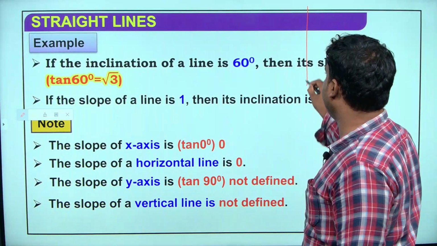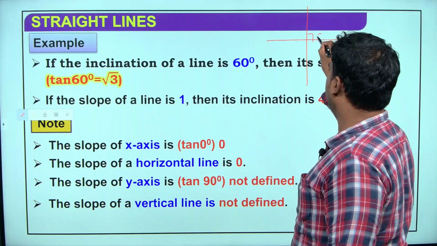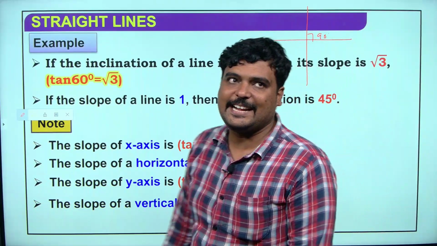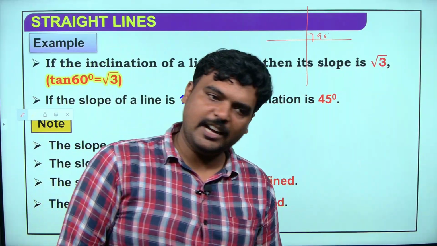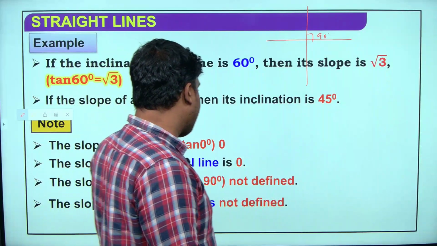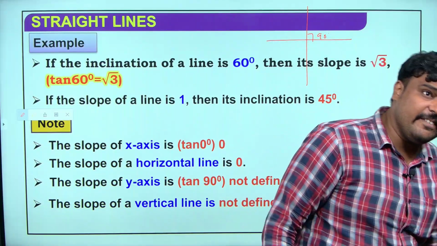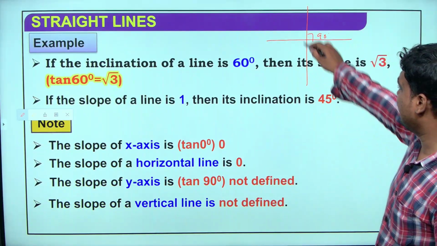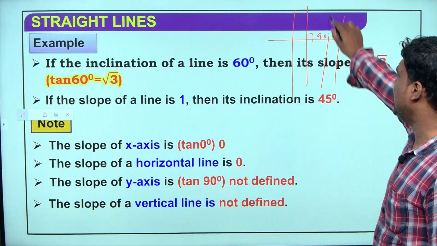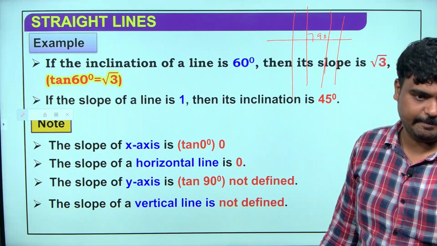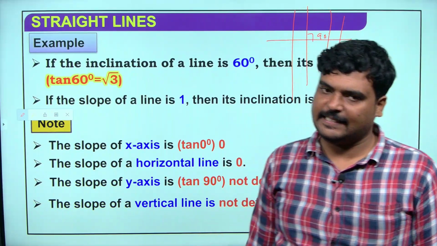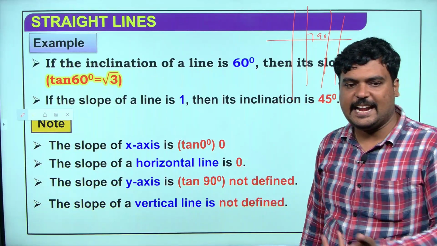So this is 90 degree. So what is tan 90, guys? Not defined. That's why the slope of the y-axis is always not defined. And any vertical line, not only the y-axis, any vertical line at any place, how much slope does it have? 90 degree. So what is theta? 90 degree. So definitely tan 90 is not defined.